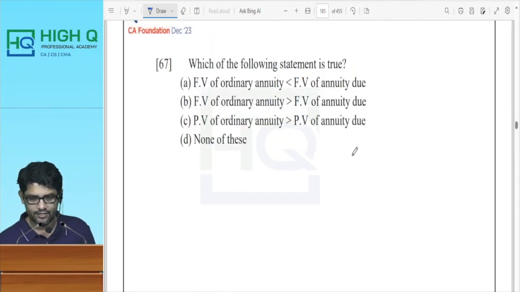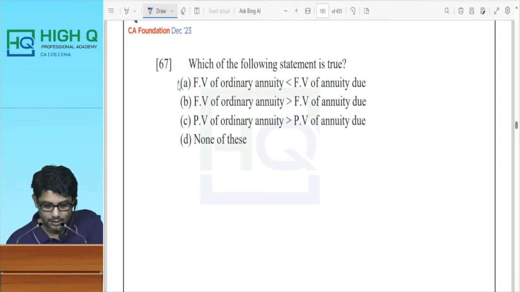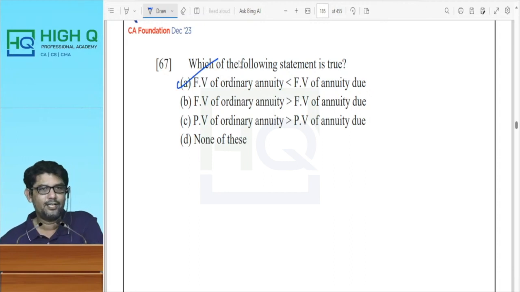Which of the following statements is true? What is it, my dear? Of course, you know it. A only. Ordinary annuity is always less than the annuity due.